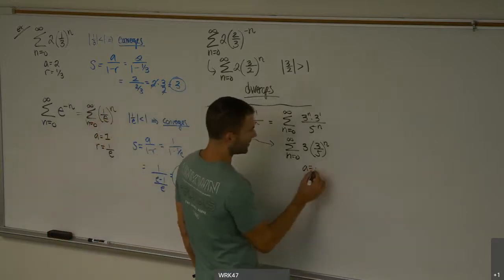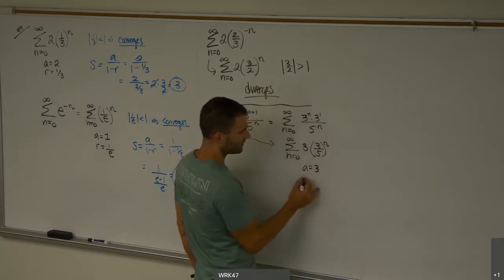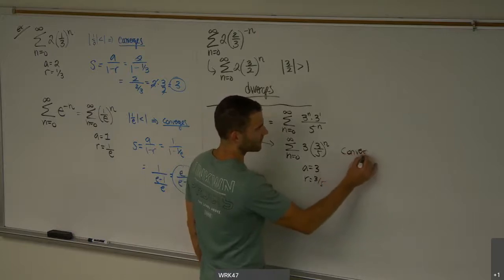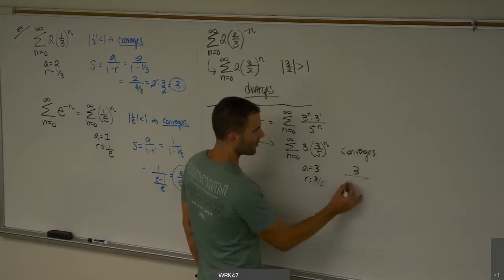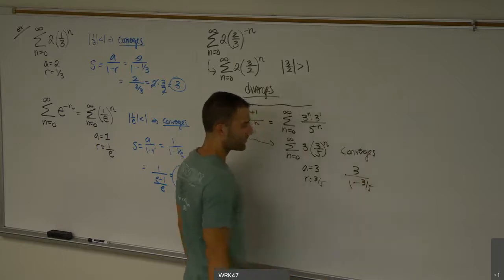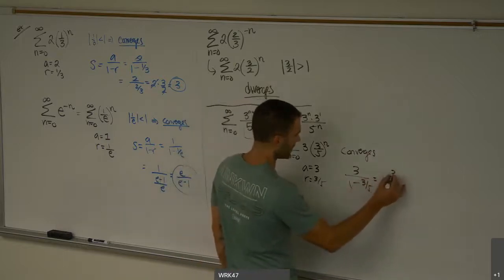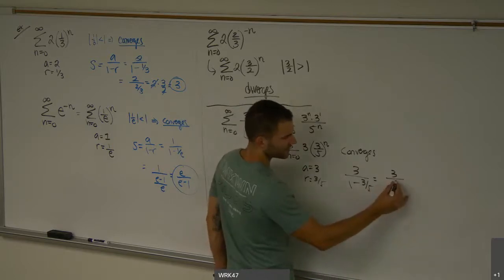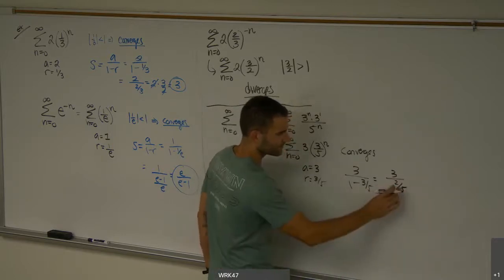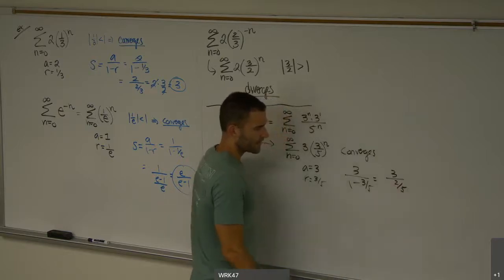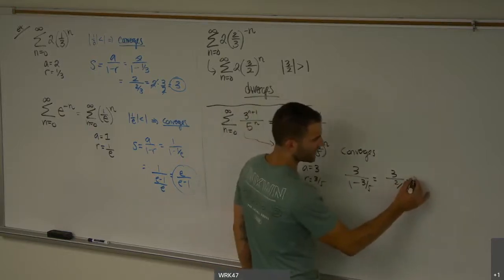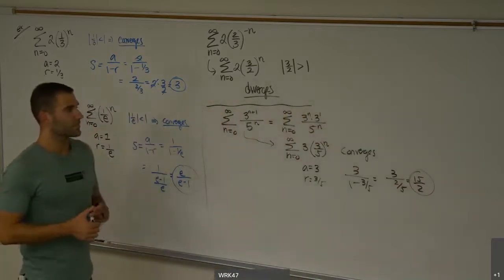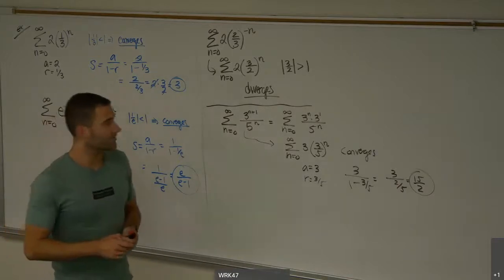The value of r is 3/5, which is less than 1. So this converges. And we can find the sum, a over 1 minus r. So we get 3 over 5/5 minus 3/5, so 2/5 in the bottom. And then multiplying by the reciprocal, we get 15/2. So it converges and the sum is 15/2.